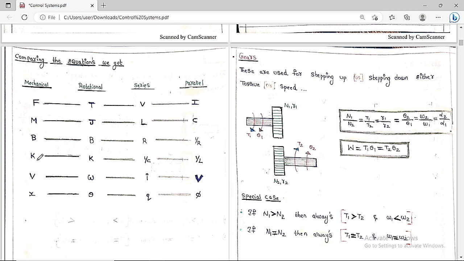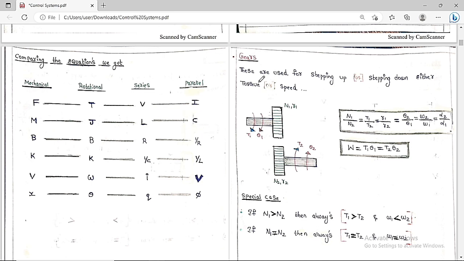Spring constant is analogous to spring constant. Spring constant is analogous to the inverse of capacitance. The inverse of capacitance is analogous to the inverse of inductance, the reciprocal of inductance. Linear velocity is analogous to angular velocity. Angular velocity is analogous to current, and current is analogous to voltage. Linear displacement is analogous to angular displacement. Angular displacement is analogous to charge, and charge is analogous to flux. So these are the analogous quantities in each and every domain, for the mechanical domain, the rotational domain, the series domain, and the parallel domain. These things you always have to keep in your mind.